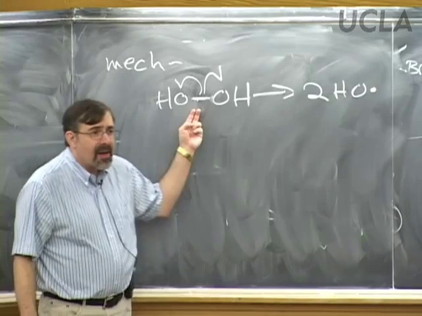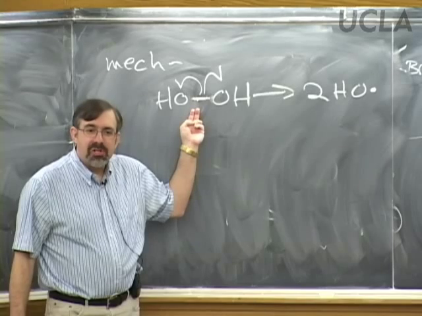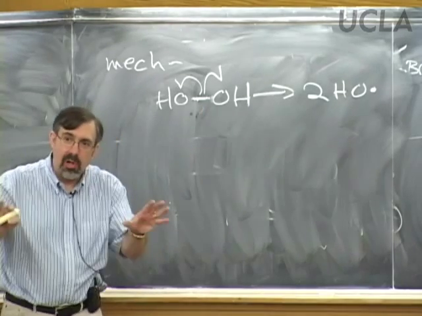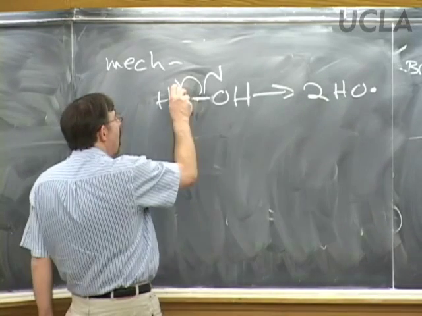How many of you have ever had hydrogen peroxide in your medicine cabinet? Did you notice it has an expiration date on it? Because this is exactly what it's slowly doing all by itself. It's slowly coming apart. So that makes two hydroxyl radicals. Now, why does it do it? Why is that bond weak?